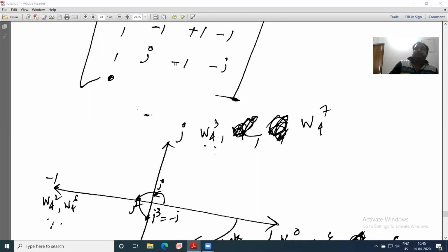Again, these tricks are only specific to W4, the 4-point DFT. For 8-point DFT, these tricks will not work. This will work only for 4-point DFT. But what I discussed in the initial theory will work for any N-point DFT. This is the difference. Are you getting the point?